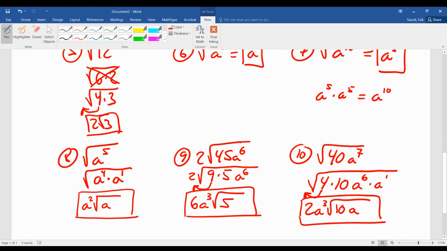Sometimes students like to say, hey, we can still take something out of this 10. We can break it up to 5 and 2. That's true, but 5 and 2 are not perfect squares, so it doesn't help you. You can't do anything more with this. You are done.